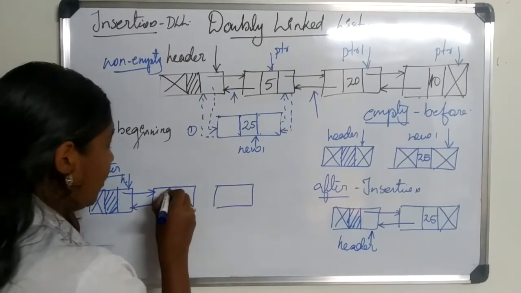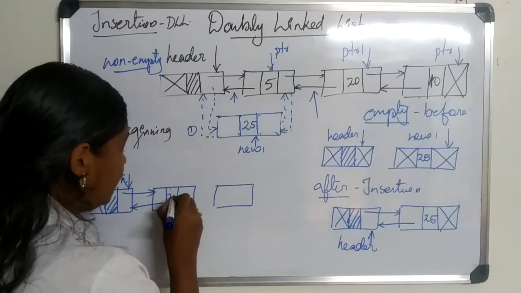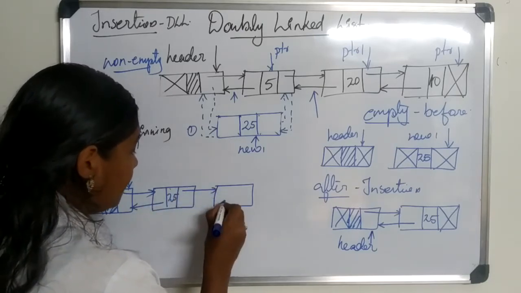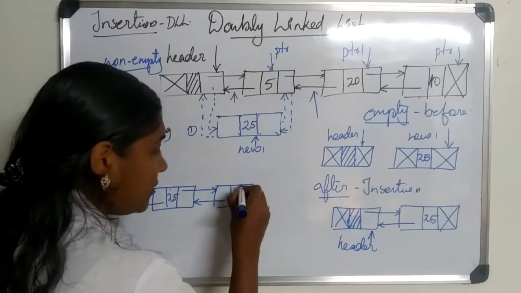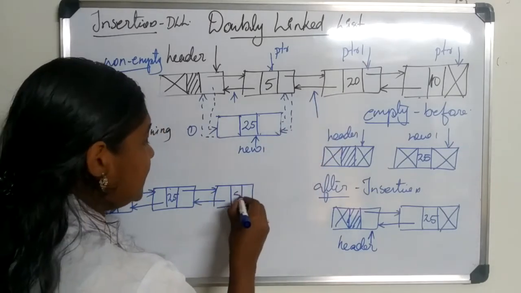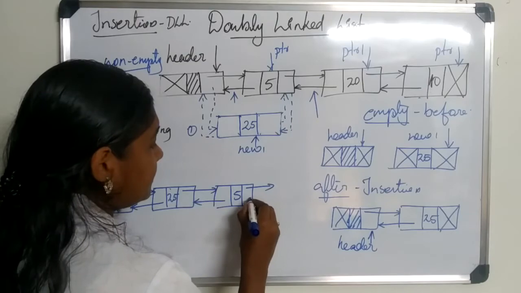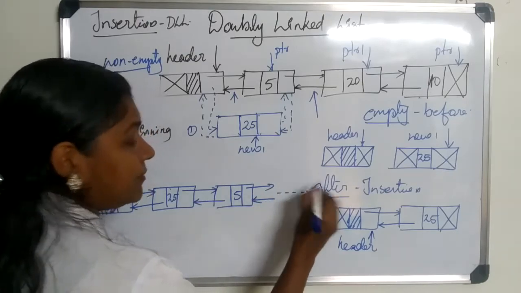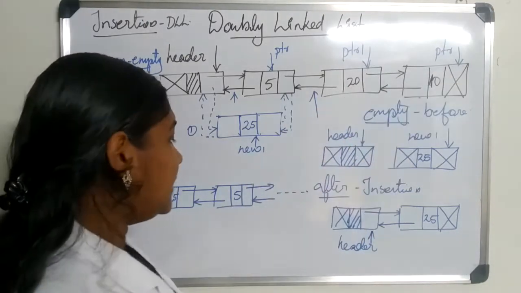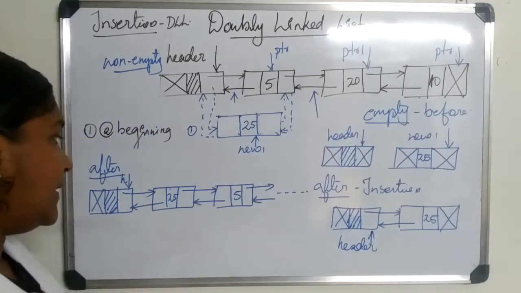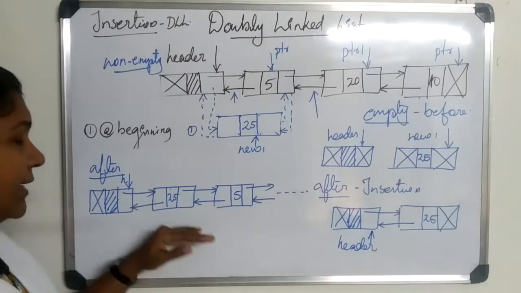So this is the operation we are supposed to do, because we need to consider the first node's operation, right? Then next is 5. So you complete this diagram, okay? The remaining is 20 and 10. You join this to this linked list. So after insertion, our linked list will be like this.